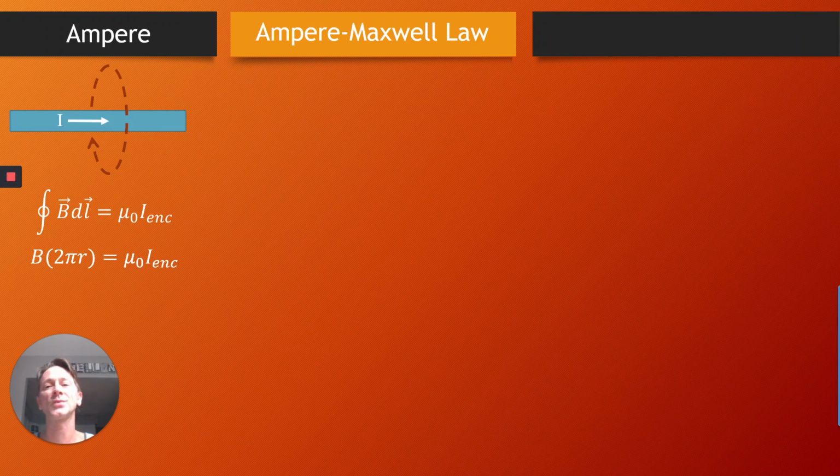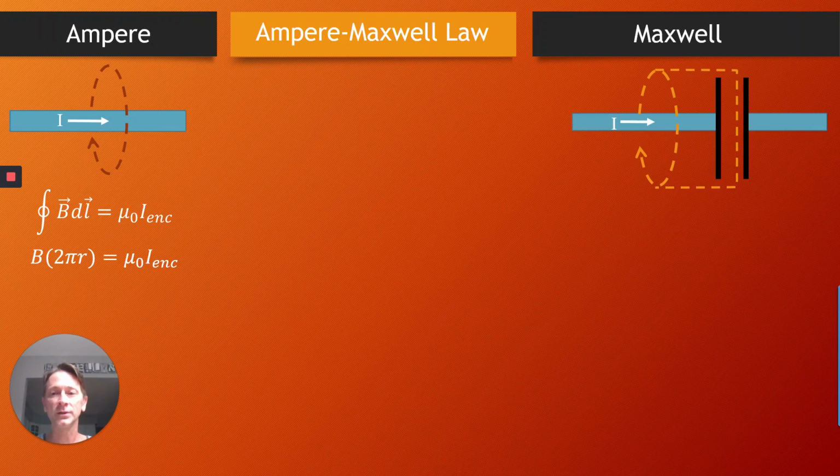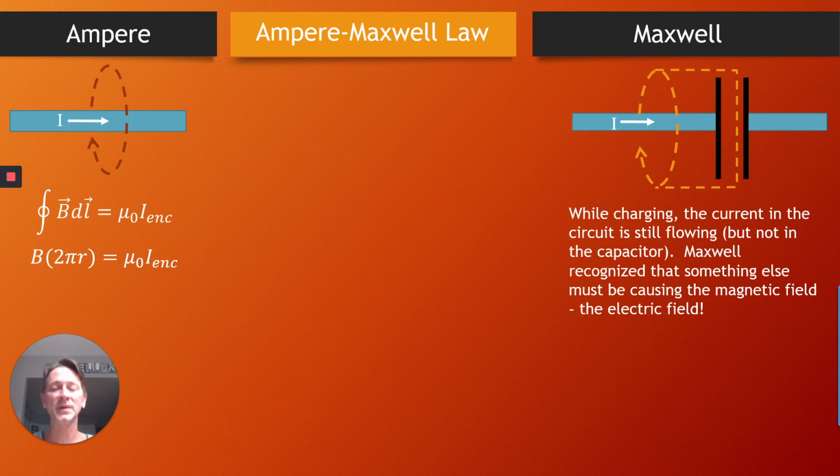Well, along comes Maxwell, and he says, that's all well and good, but if I throw a capacitor into this circuit, then I'm still going to get a magnetic field around this wire. So I'm going to have to adjust this Amperian loop to include part of that part that's in the capacitor. But it isn't the current any longer that is causing that, so what would that be? And he discovered that it is the electric field that's causing the magnetic field.